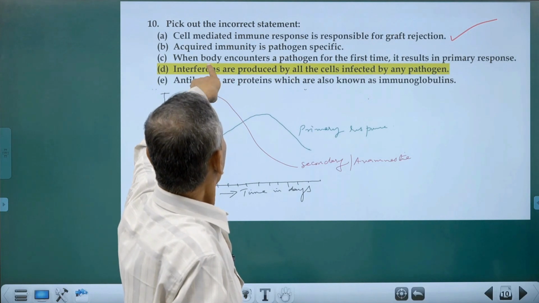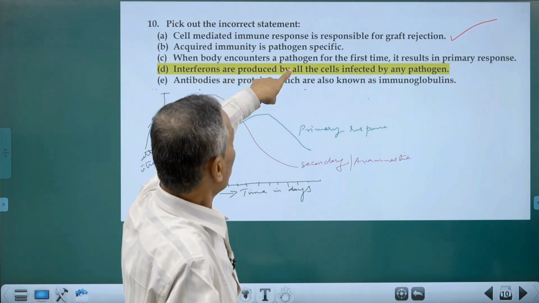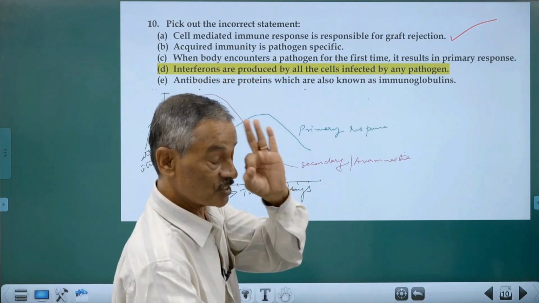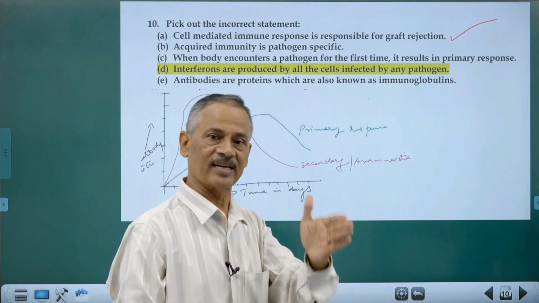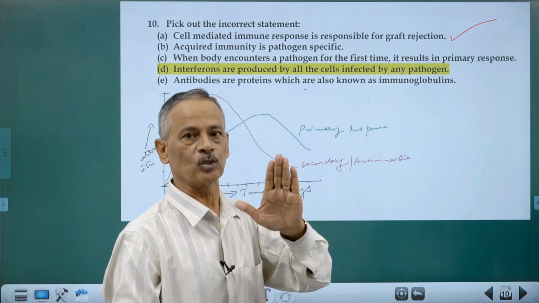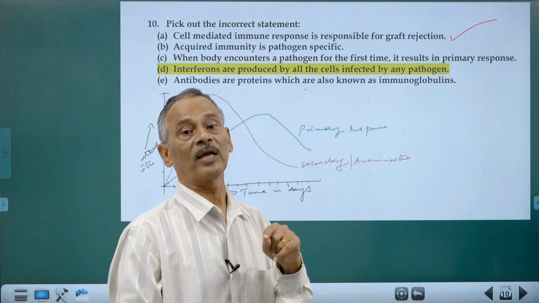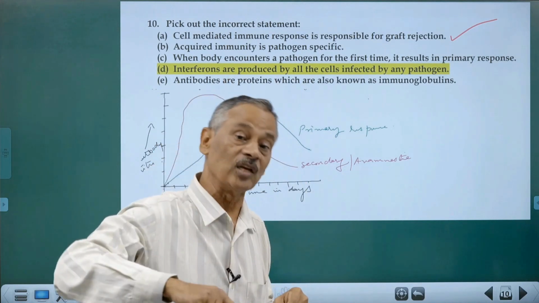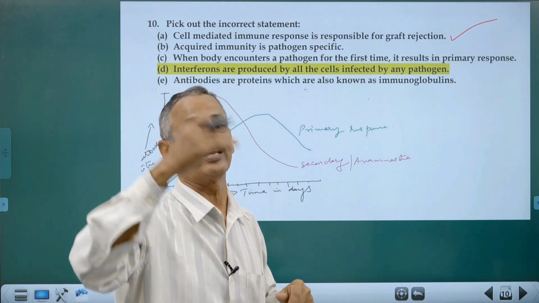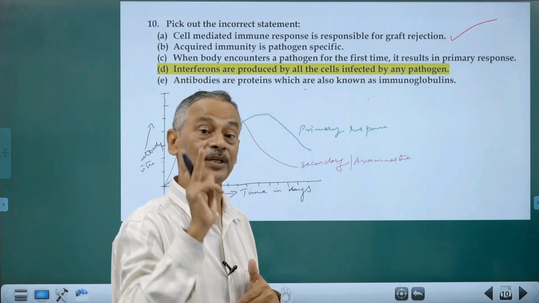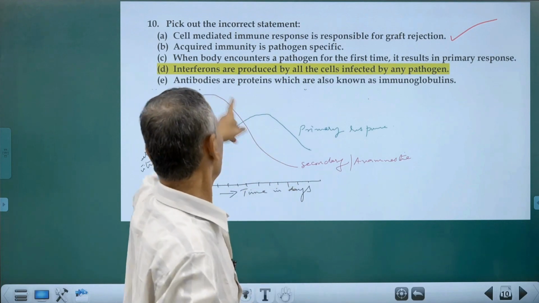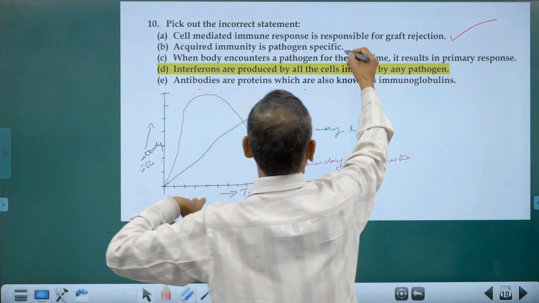Okay. Acquired immunity is pathogen specific. It is against a specific pathogen. Innate is general. It is not against a particular pathogen. But acquired is against a specific pathogen, because it is because of that infection that we are acquiring that immunity. So it is against that pathogen only.